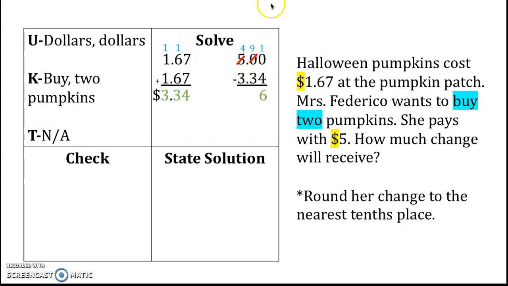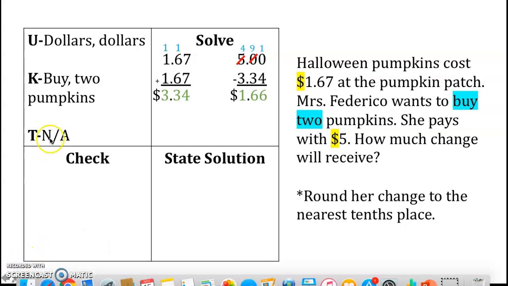After that, I subtract 4 from 10, and I get 6. I subtract 9 from 3 and get 6 as well. And then I subtract 4 from 3 and get 1. My amount, or Mrs. Federico's amount, that she will receive after paying for her 2 pumpkins will be $1.67. However, I only have 2 of my boxes filled out in my Foursquare.